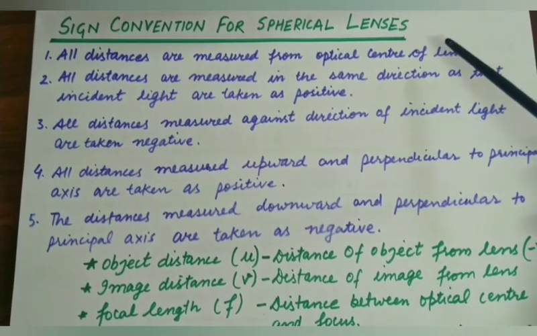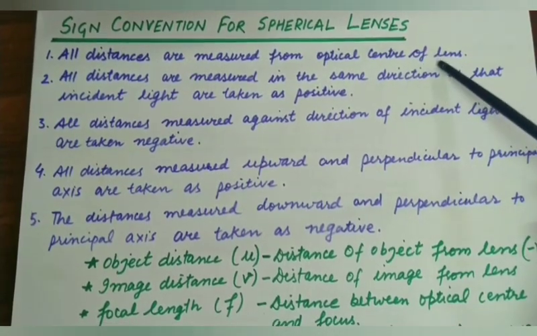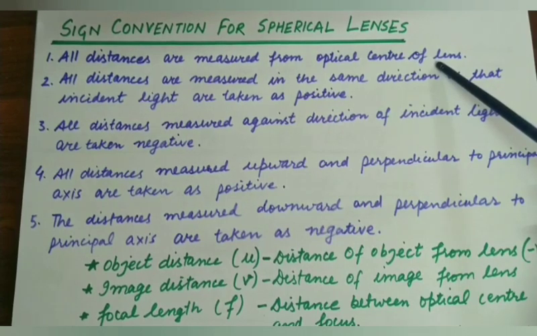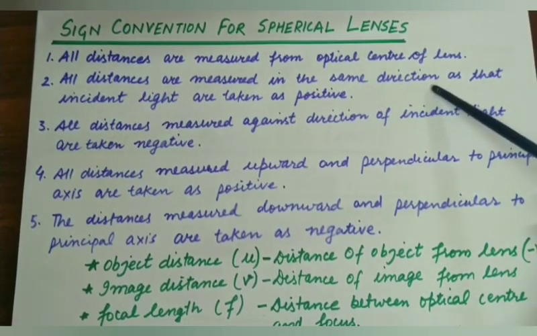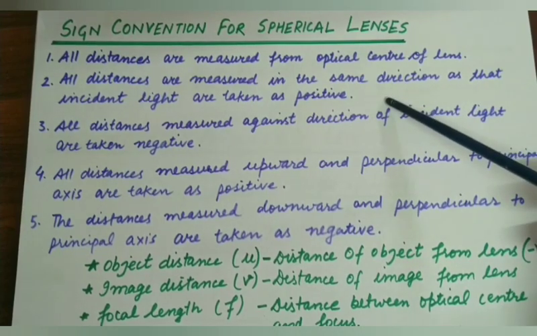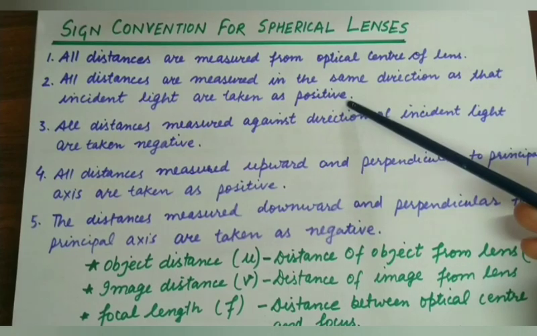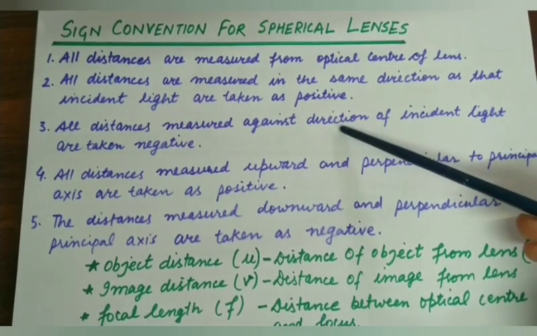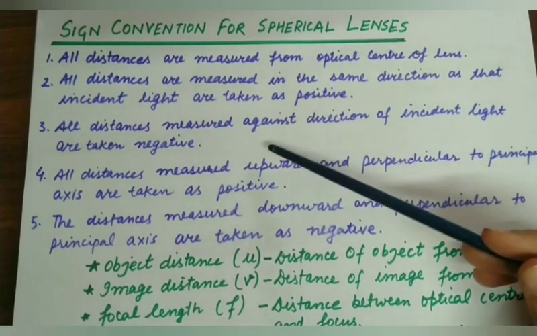Sign conventions for the spherical lenses. All the distances are measured from the optical center of the lens. All the distances which are measured in the same direction as that of the incident light ray are taken as positive. All the distances which are measured against the direction of the incident light ray are taken as negative.